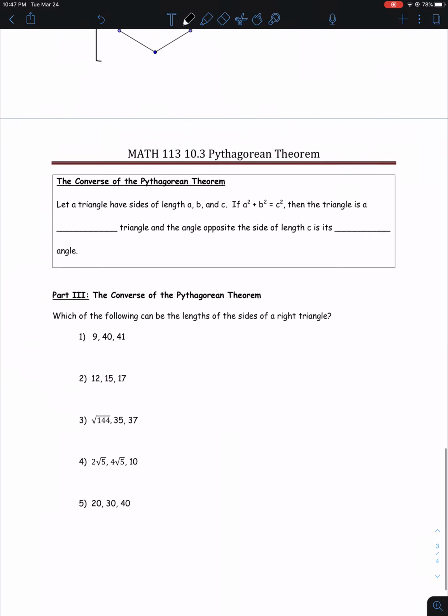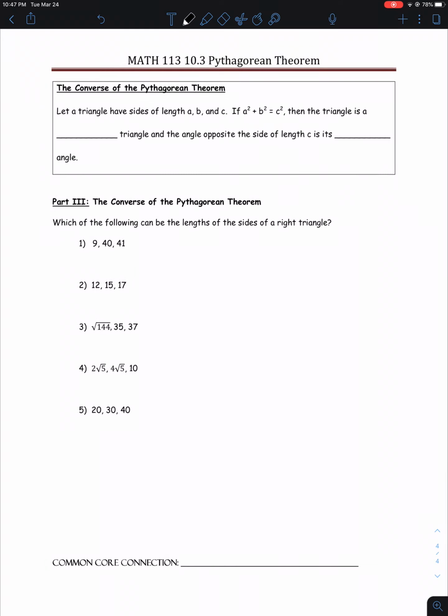So, for now, what we wanted to do is look at what's called the converse of the Pythagorean theorem. Sometimes with a theorem, it's true forwards and backwards, and this is one that is true. Instead of starting with a right triangle and showing that c squared equals a squared plus b squared, in this case, we assume we have a triangle where a squared plus b squared equals c squared. Then the triangle is a right triangle, and the angle opposite the side of length c, the hypotenuse, is the right angle.